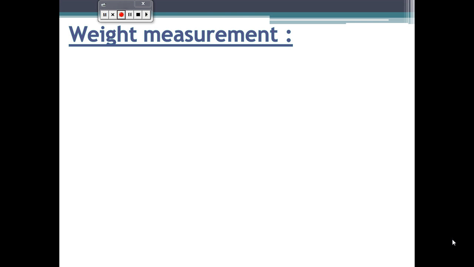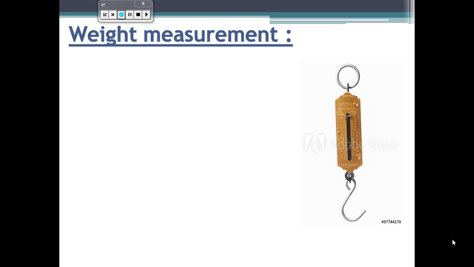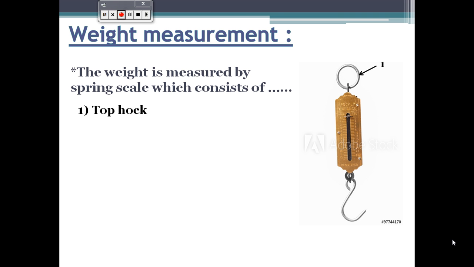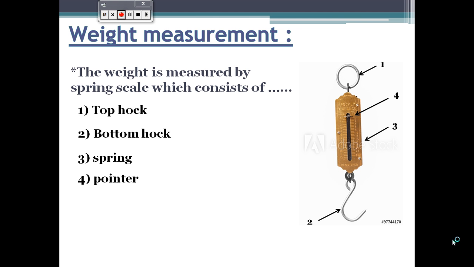How can we measure the weight? We need a tool or device to measure the weight. The tool used to measure the weight is called a spring scale. This spring scale consists of number 1, top hook, used to hang the spring scale; number 2, bottom hook, to hang the body that we need to measure its weight; number 3, the spring, which goes up and down; and number 4, pointer, to show us the right weight.